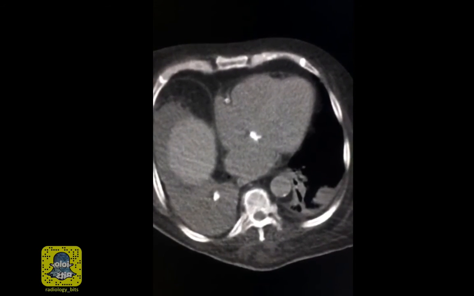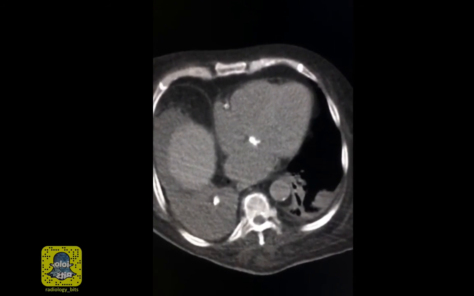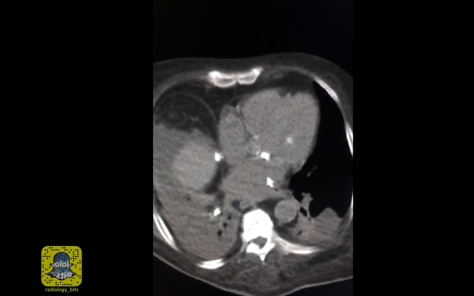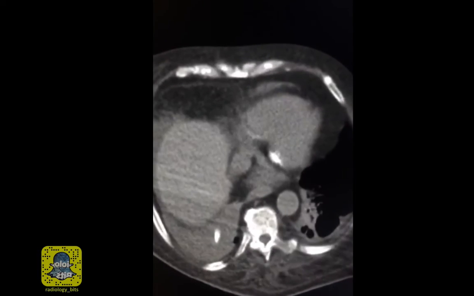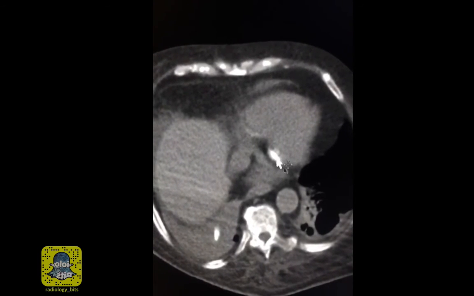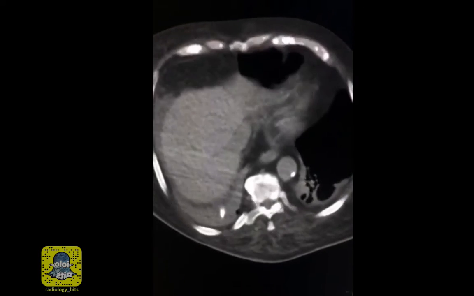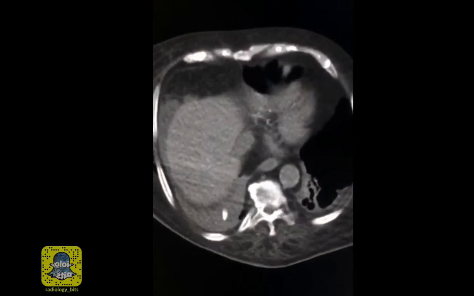The reason I'm showing this case is for one main teaching point, but I'll show you a few findings for the sake of orientation. Here we catch part of the lower chest where we have what seems like cardiac enlargement. The patient has mitral annular calcifications. There are bilateral small pleural effusions, and the patient has dependent lung changes as well.